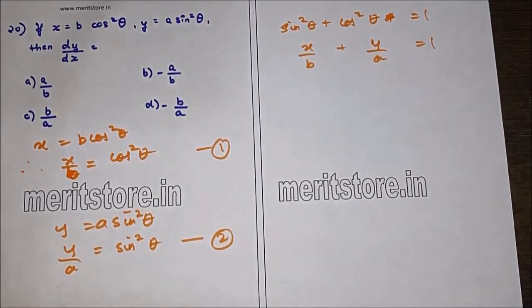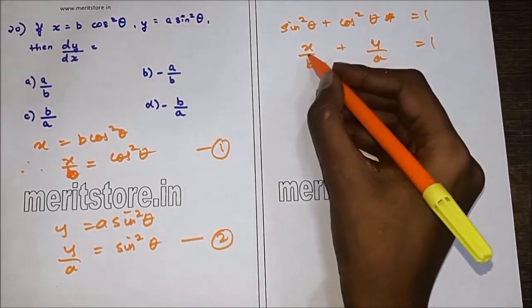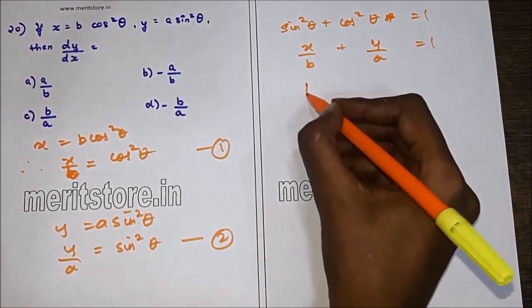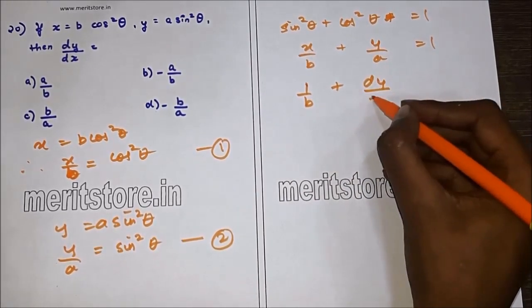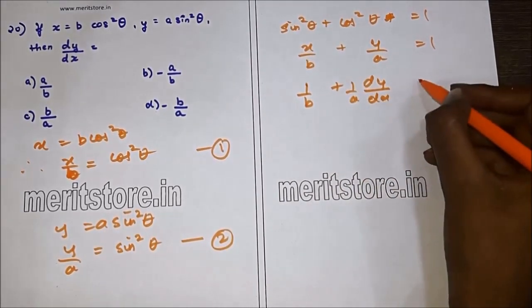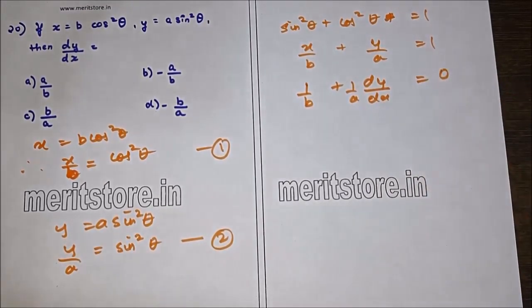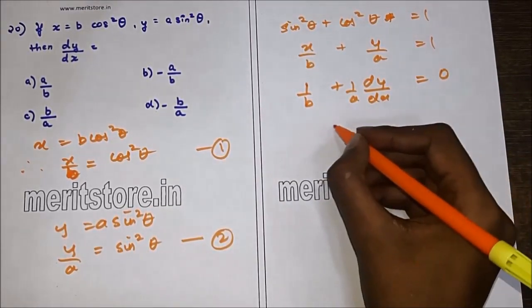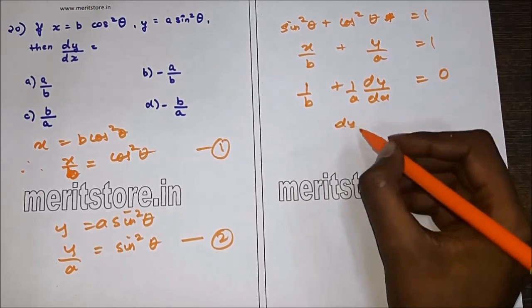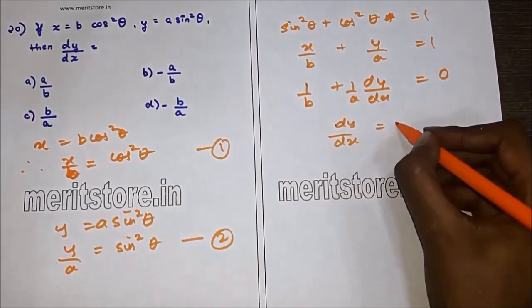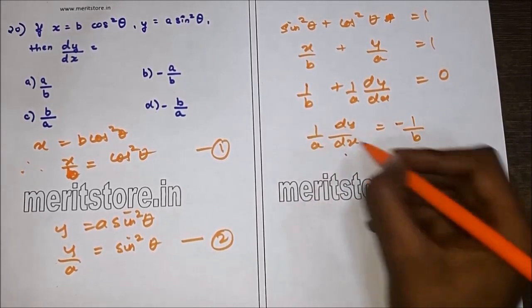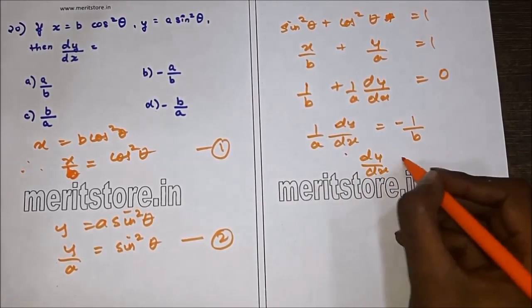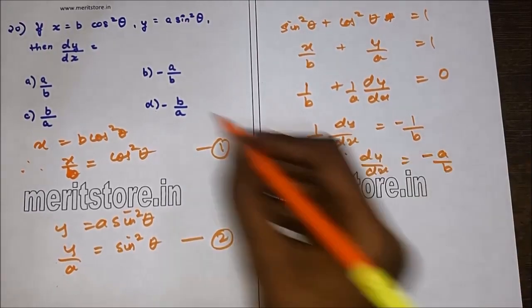So now we differentiate this term with respect to x. So we get differentiation of x is 1, so this is 1 by b, plus differentiation of y is dy by dx into 1 by a, is equal to 0. So that is dy by dx is minus a by b, which is option B.